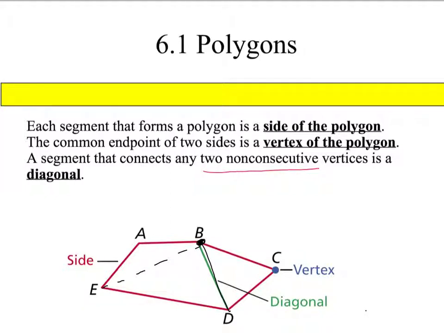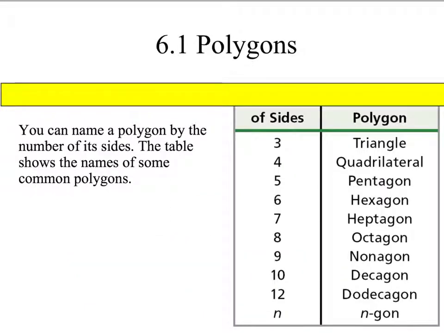Now, what kind of shape is it? That's what we're going to figure out right now. This would be a five-sided polygon, which means, if you haven't finished, pause. I'm going to move to the next slide. Which means this shape would be a pentagon.